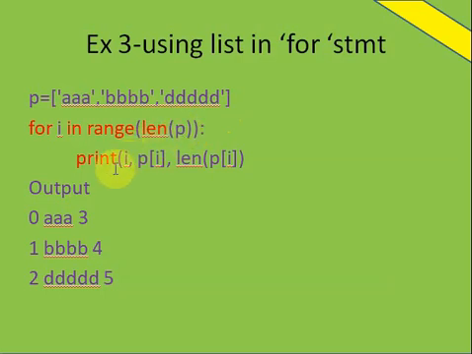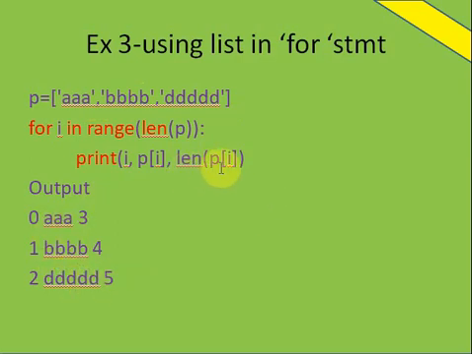So it will print i. i means the index value. The index values are 0, 1, 2. So for i it will print 0, 1, 2. Next, P of i. P of i means P of 0, P of 1, P of 2. So P of 0 is this string, P of 1 is this one, and P of 2 is this one. So it is printed as this.